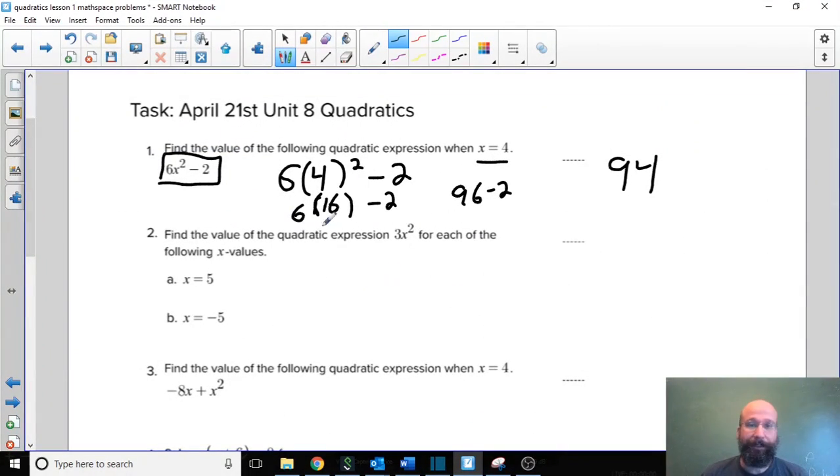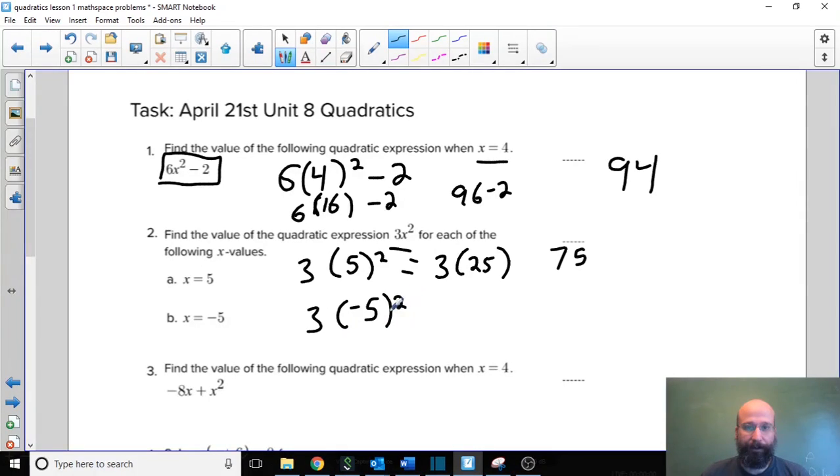For this one, you're doing the same thing. 3x squared, that's your quadratic, right? The highest exponent is a 2, and you're solving two different problems where x equals 5. So you're going to solve this: 5 squared is 25, and that's 75. And then do the same thing where x equals negative 5.